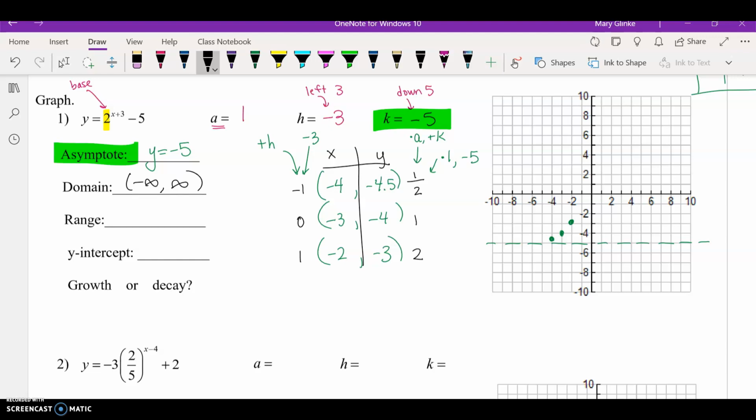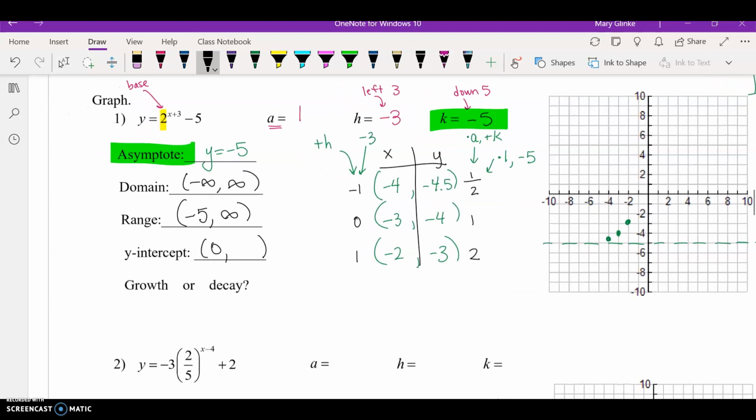Your domain is negative to positive infinity for all exponentials because you can plug any number in. Your range for this one starts down at -5 and goes up forever. Your y-intercept is going to be 0, some number. So I was waiting to graph this until I actually figured out what my y-intercept is, because that could help me actually graph it a little bit nicer. So we get 2 to the 0 plus 3 minus 5. So 2 cubed minus 5 ends up being 3.